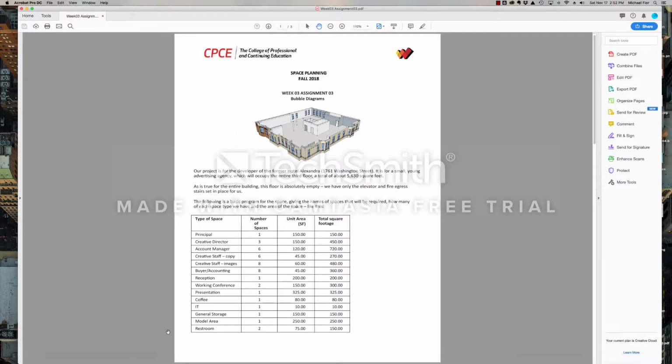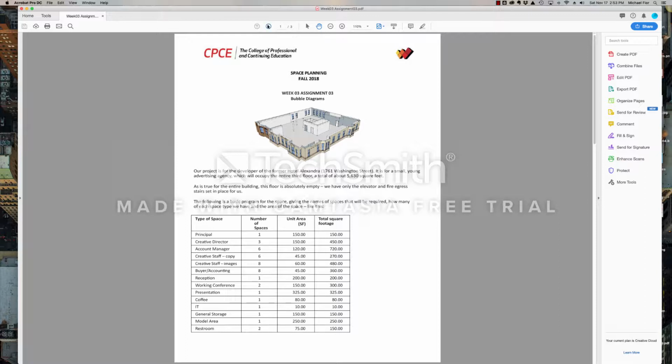So, from week 3, assignment 3, this is the space planning sheet for a tiny advertising agency supposedly being created on the fourth floor of the former Hotel Alexandra on Washington Street in Boston's South End. The building, as it exists, was built in the 1870s. It's been empty for about 40 some odd years, and people are actually fairly desperate to find a way to make the building useful. So, here you have the number of people that we have in here.